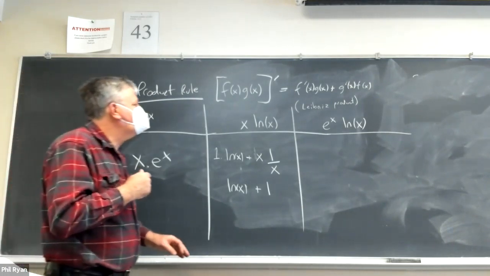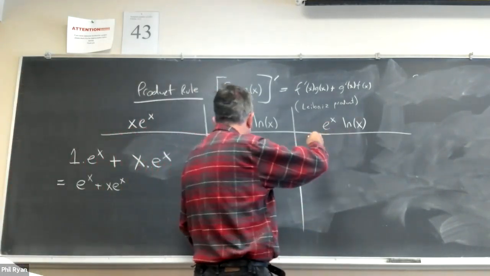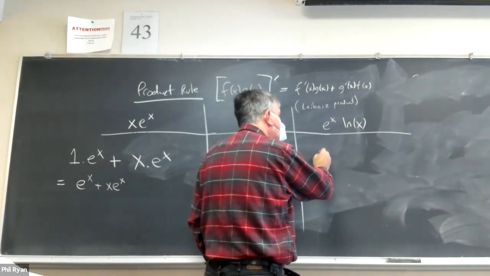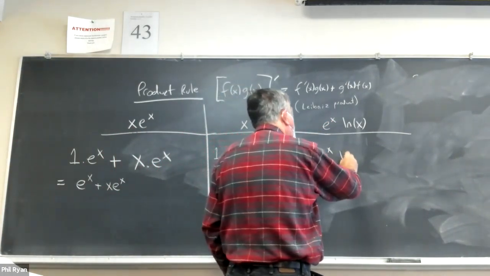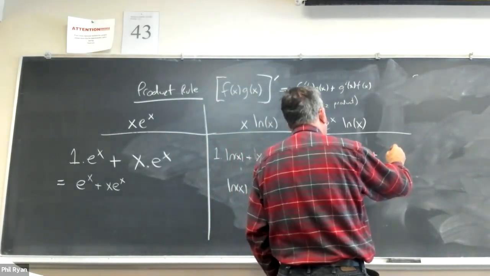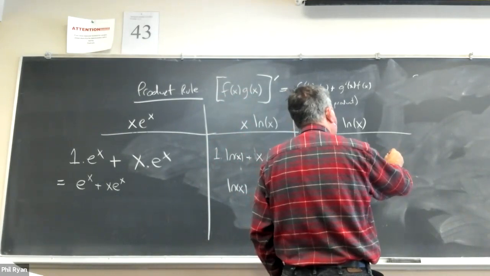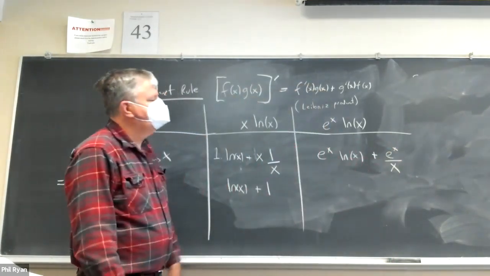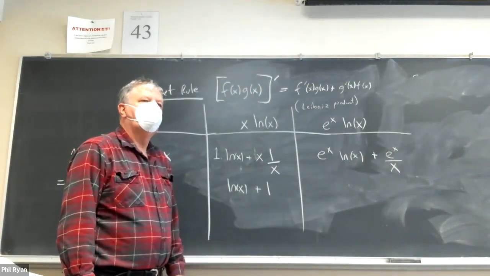Okay, let's try again. So, derivative of e to the x times ln of x plus derivative of ln of x. Not much there to tidy up, is there?